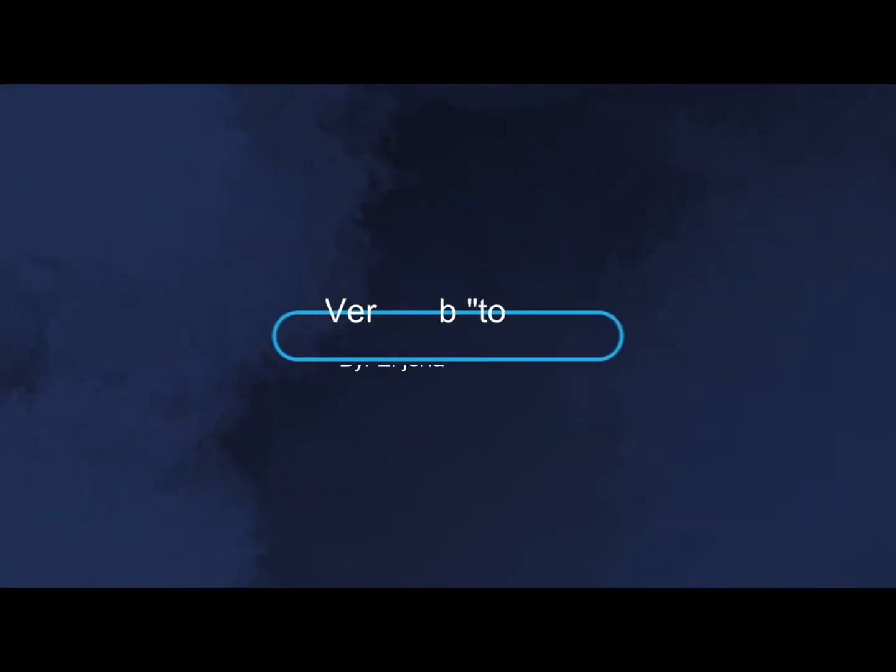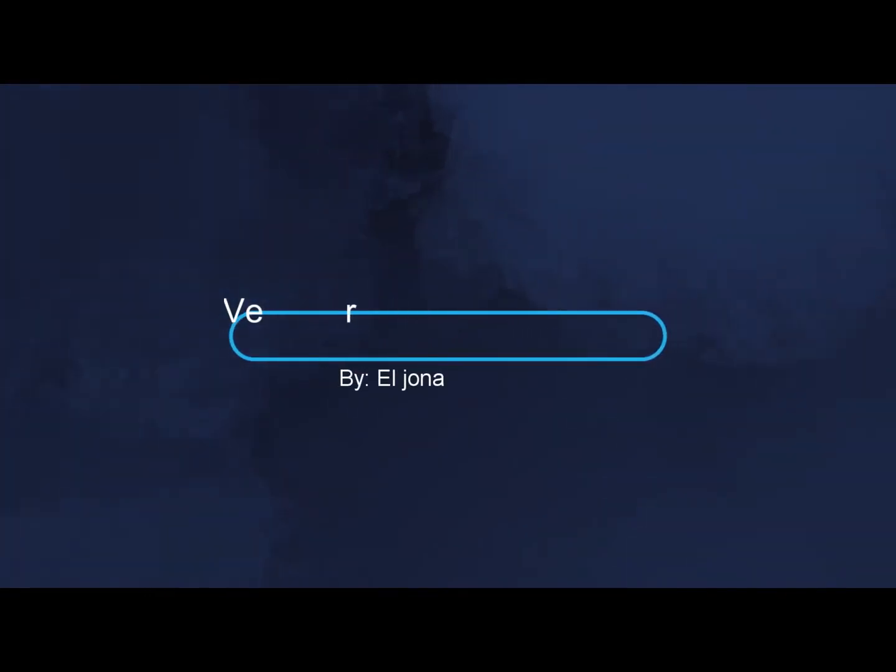In the class of today, I'm going to explain to you the verb to be. The verb be, which means ser or estar, depending on the context, is surely the most used verb in the English language, and also the most important. It's used as a main verb and as an auxiliary, and it's irregular in the past and present.